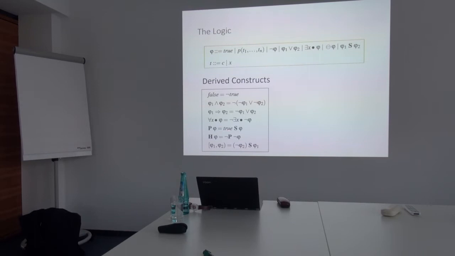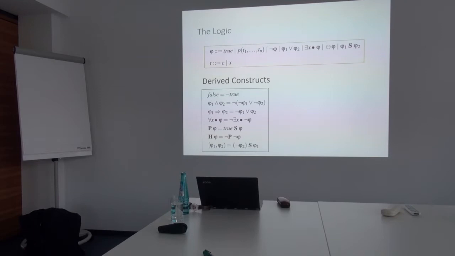I have the past operator, right? So sometimes in the past phi happened. And this is the dual of the box. This says always in the past, okay? So this is the mirror of the past. It's actually the dual of the previous operator.